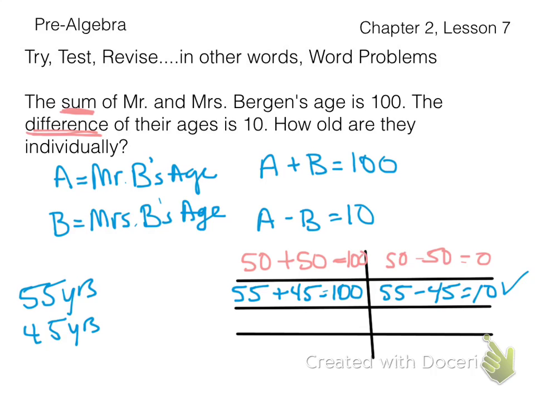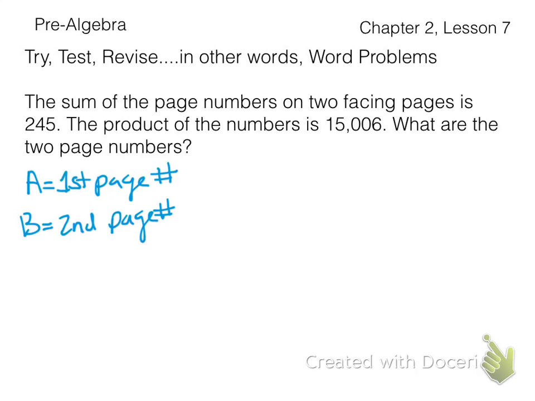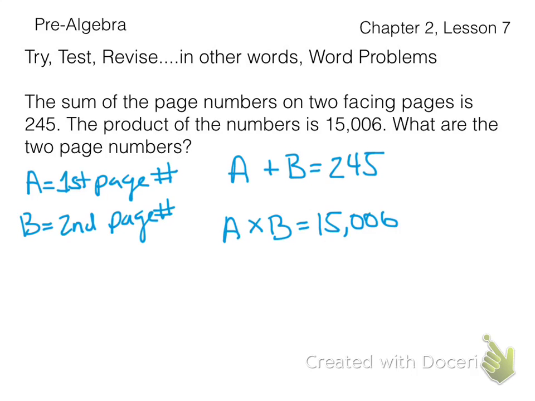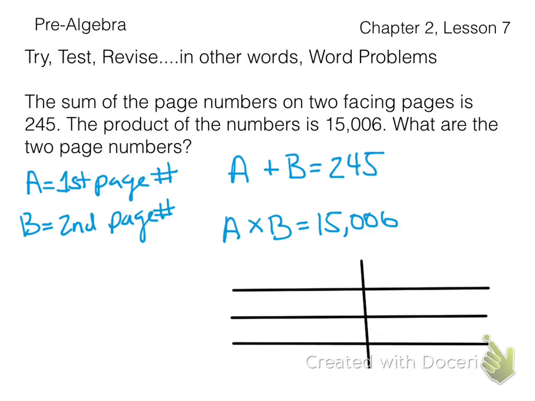Okay? So let's do this. We got one more question left. All right. The sum of the page numbers on 2 facing pages is 245. So that's when you add them up, you get 245. But when you multiply them, you're going to get 15,006. So what are the 2 page numbers? I'm going to give A to the first number and B to the second number, or the second page. And so when I add them, I get 245, and when I multiply them, I get 15,006. So let's go ahead and try these out.